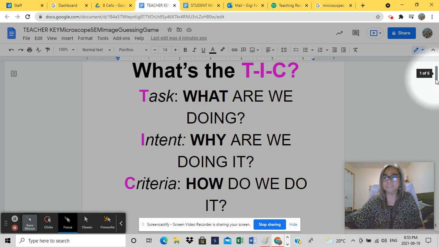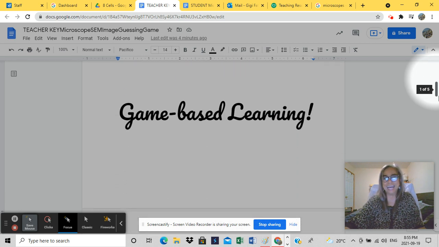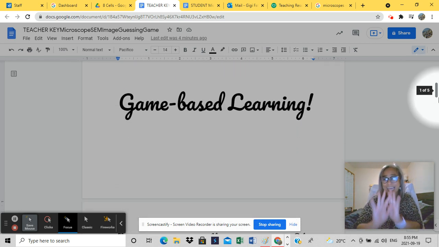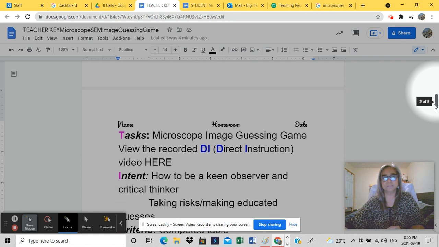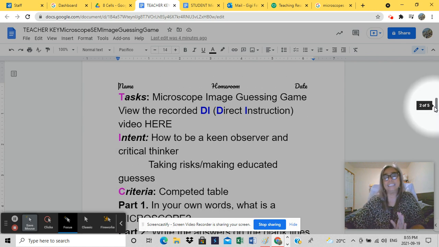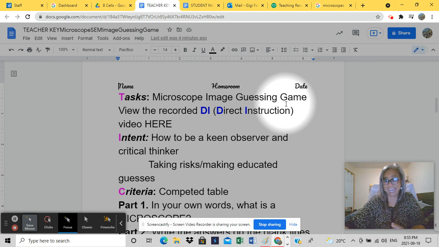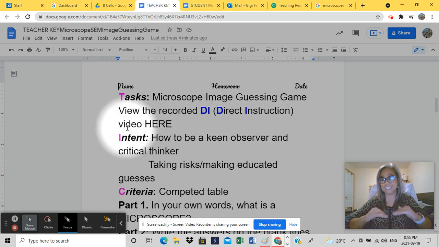So, what's up for today? How about this? Game based learning. So, how does this work? So, the T or the TIC would be as follows. The task would be microscope image guessing game. I would want you to view the recorded DI or direct instruction videos. So, this is actually the recorded DI.